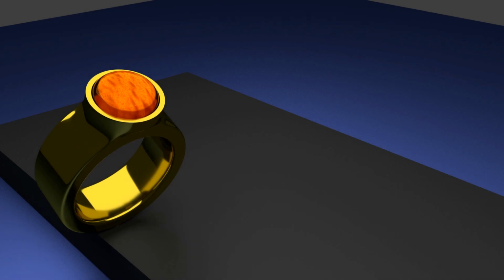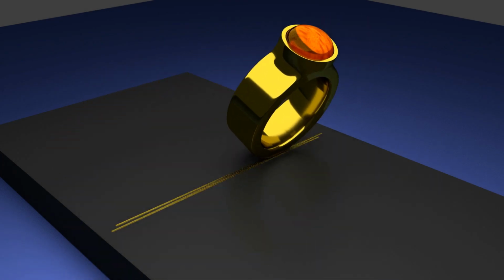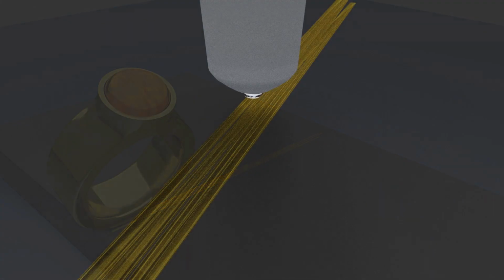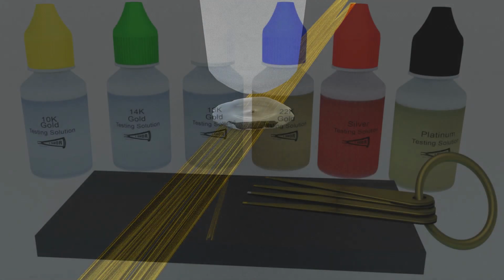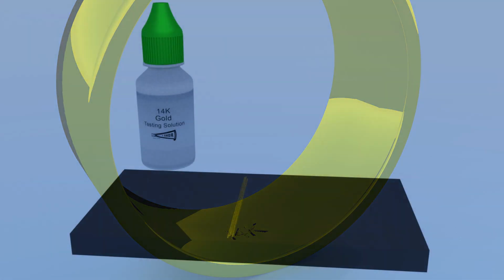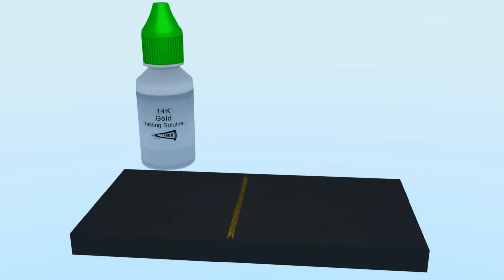Rub your ring, or other gold item, against the test stone, making several strong lines. Next, you'll apply a drop of solution to test the purity. But which solution to choose? By law, jewelry must be marked with its purity. So, the mark 14K means the gold is 14/24 pure. Choose the solution that corresponds with the mark stamped in the jewelry you are testing.